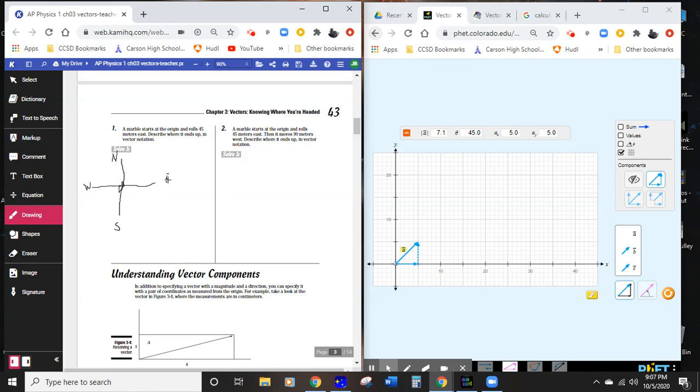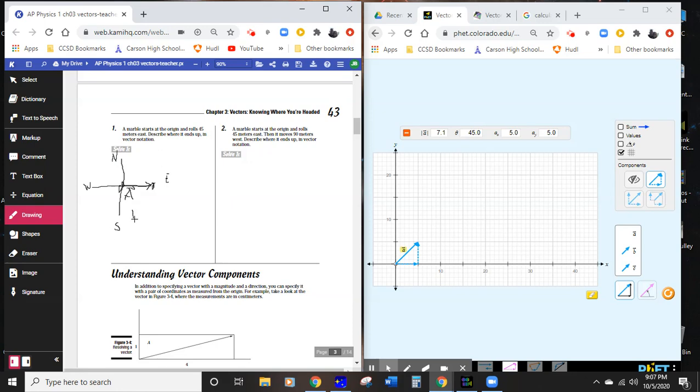Okay. And so it rolls 45 meters east from the origin. So we're right here and it goes this direction. We draw our vector here and the marble ends up right here. Okay, and it says here, describe where it ends up in vector notation. So we could call this, maybe we'll call this here vector A, just to give it a name here, vector A. We put a little arrow on top here, give it vector notation.